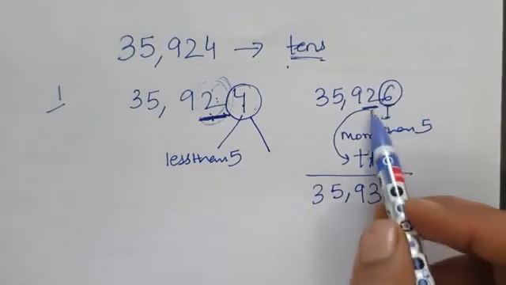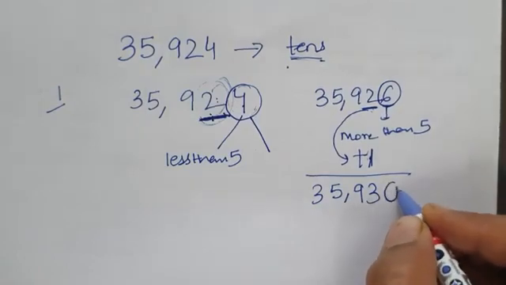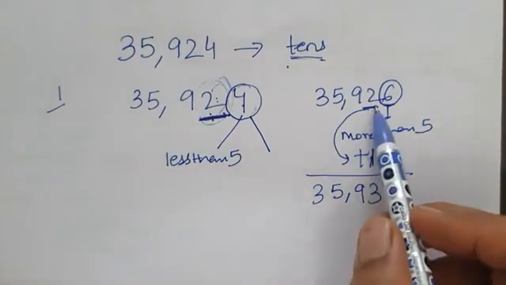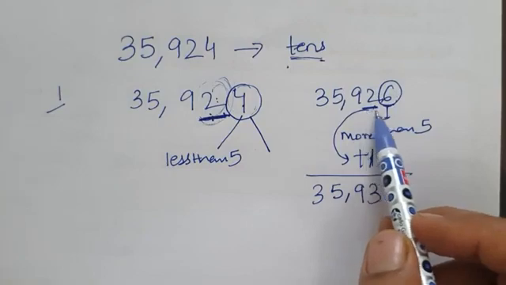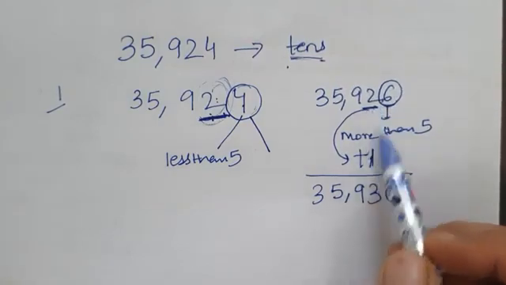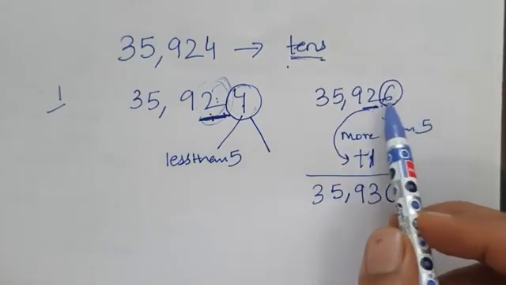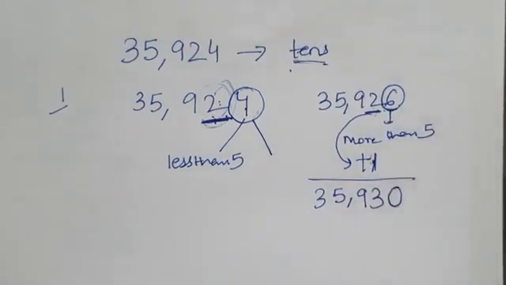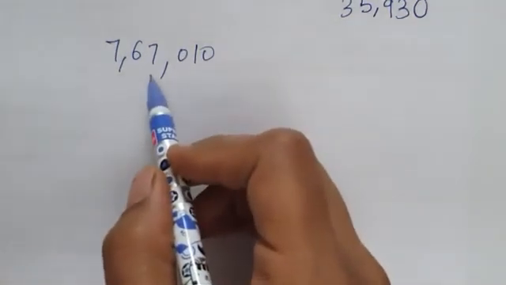Now listen very carefully to the point I am going to tell you, that once you are done with the underlined digit, you will write all the digits after the underlined digit as 0. That is, once we are done with the underlined digit, all the remaining digits after the underlined digit will become 0 only.